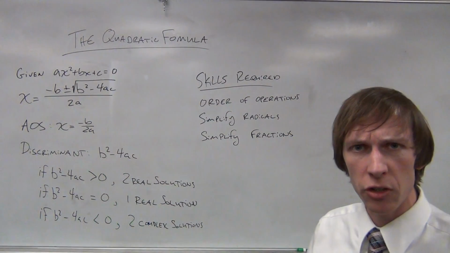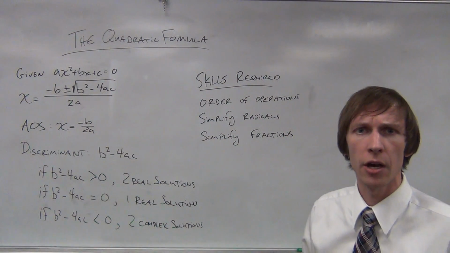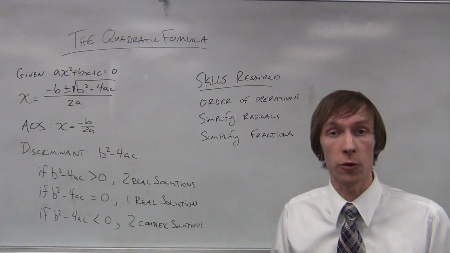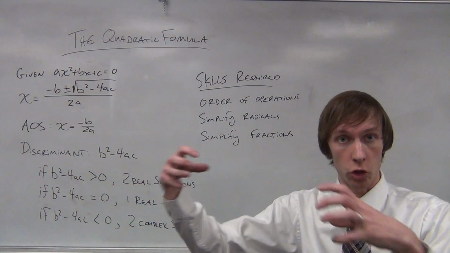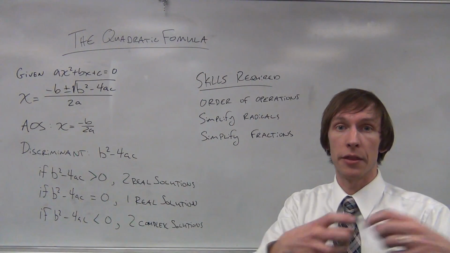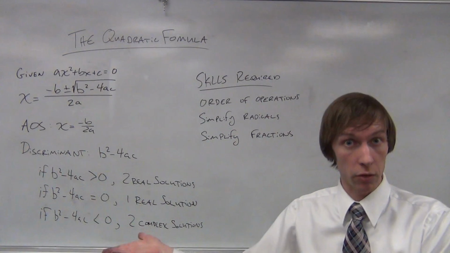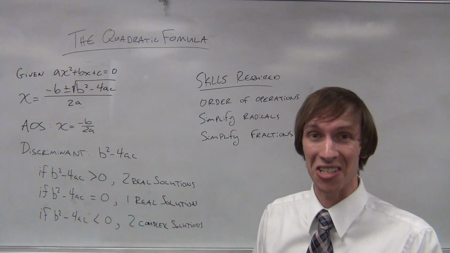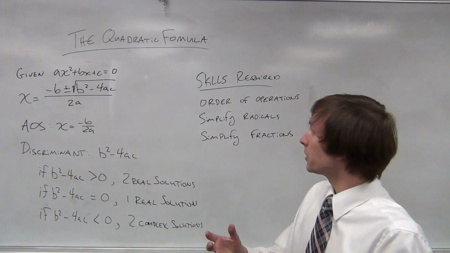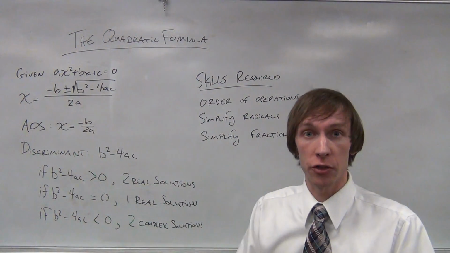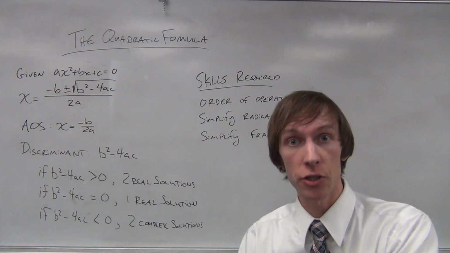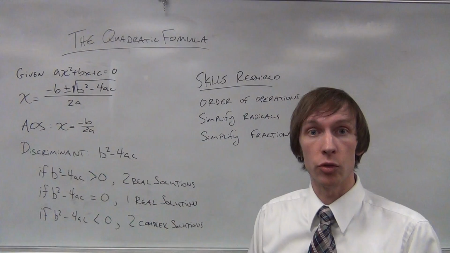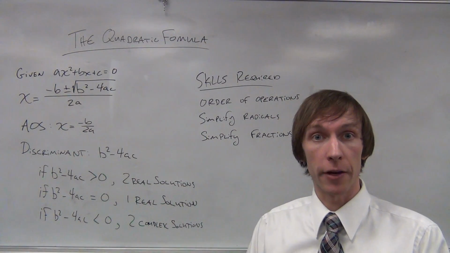There are a couple skills that are required for this process. Obviously, you need to understand the order of operations. You use your grouping symbols, your parentheses, then your exponentiation, which includes square root. Square root is actually an exponent, and we'll talk about that in a couple sections ahead. After taking care of exponents, you have to handle your multiplication and your division from left to right. And finally, you have to do your addition or subtraction at the very end.